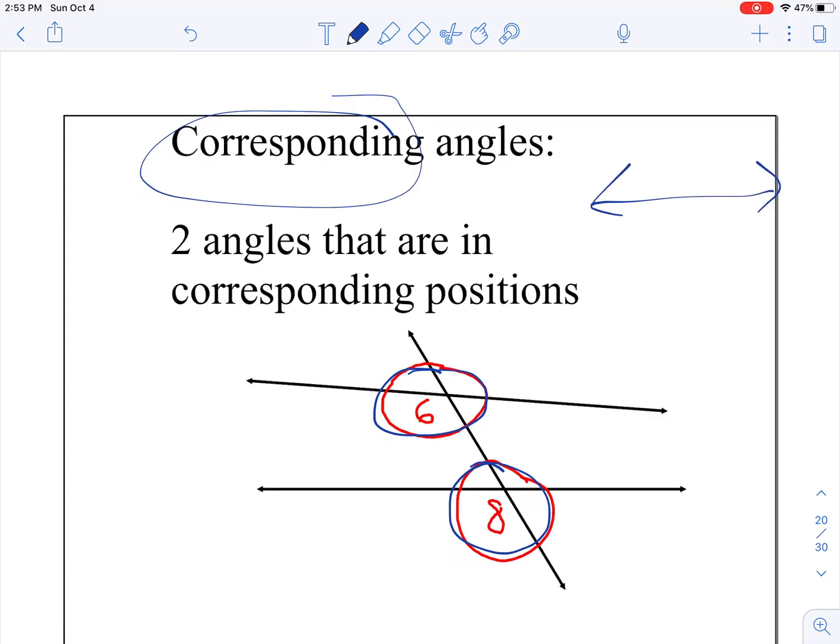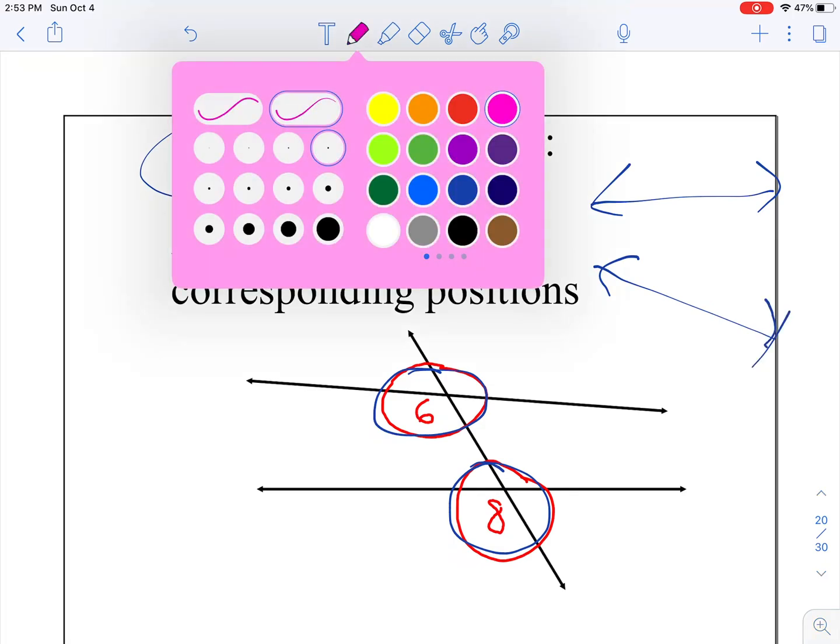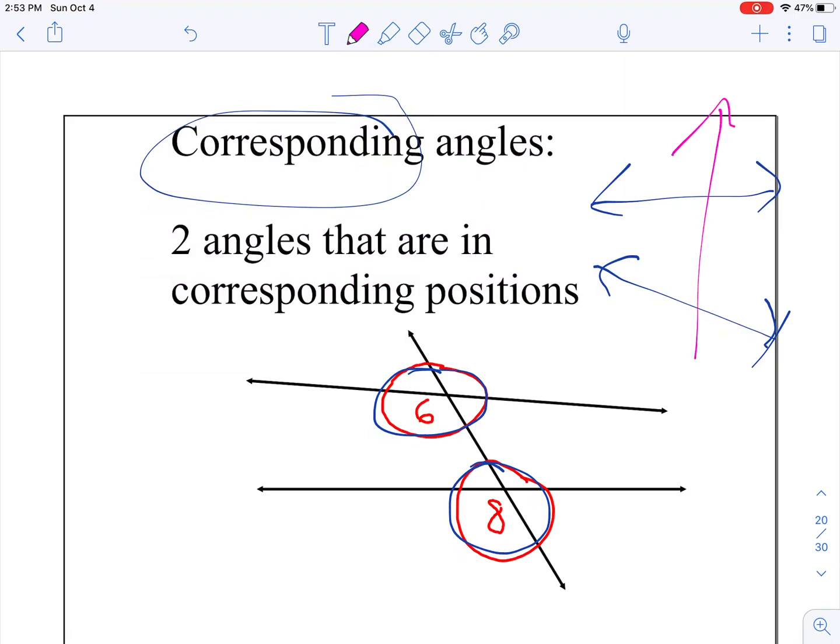You are looking at two lines, and that transversal, when it comes through, is going to create two different intersections. You're going to take something from the top intersection and compare it to something from the bottom intersection. Corresponding angles are angles that are in that same or corresponding positions.